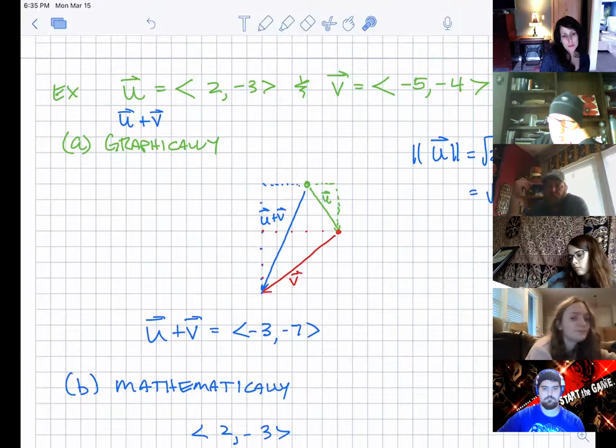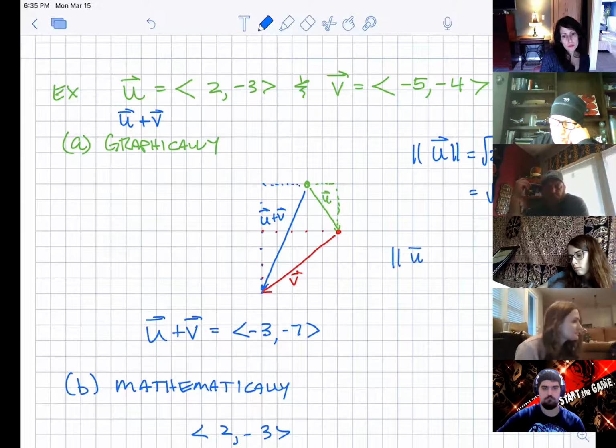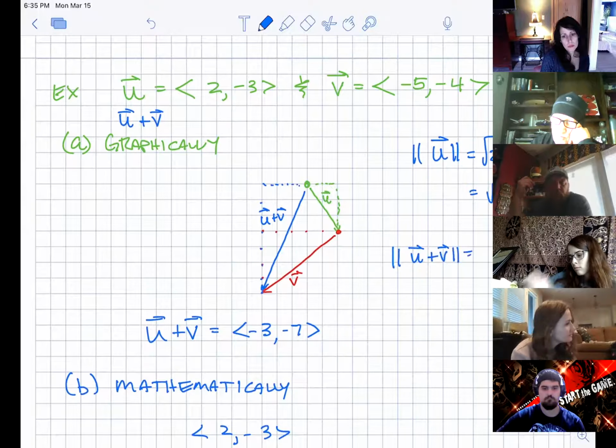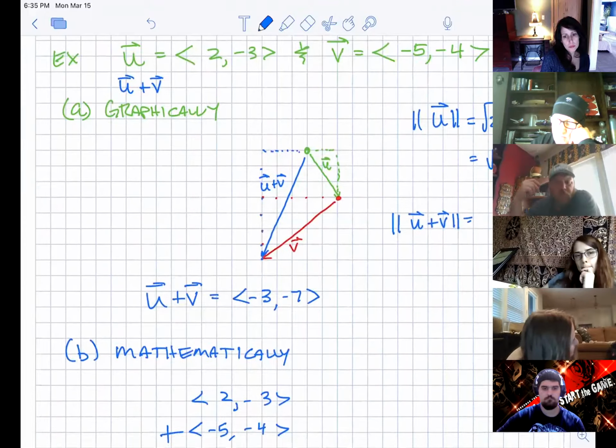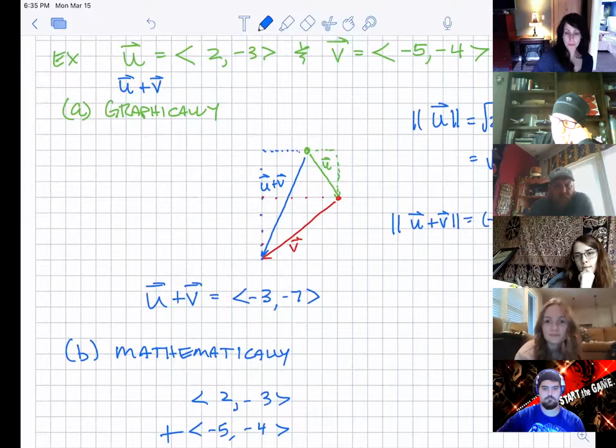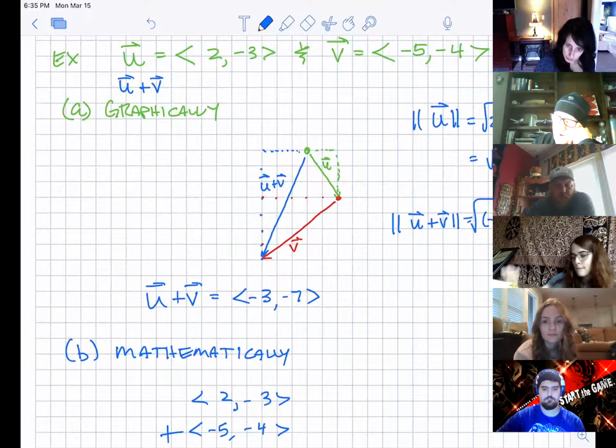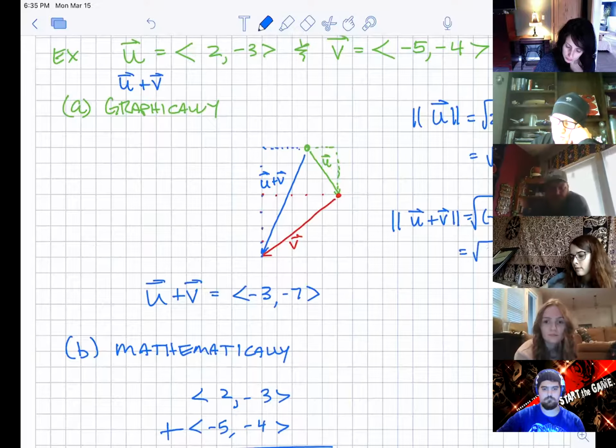Now that we've added them, as I mentioned, we could even be asked for the magnitude of their result, their sum. Now that I know that that's negative 3, 7, I could say, okay, cool, let's square negative 3 and let's square negative 7. And let's square root them. That'd be 9 and 49, which I think is 58. So we could say, yeah, square root of 58. That's how long that blue vector is.